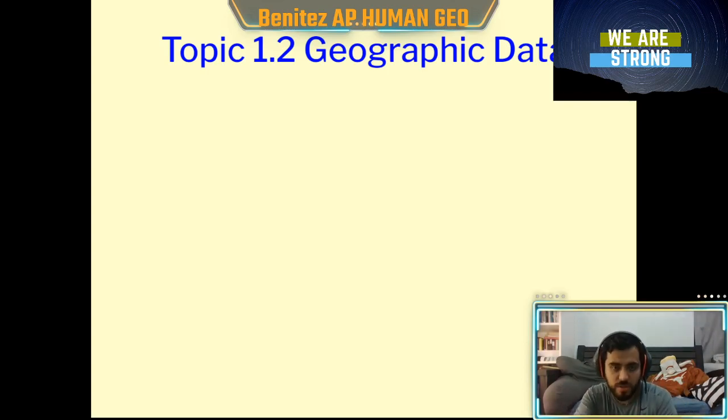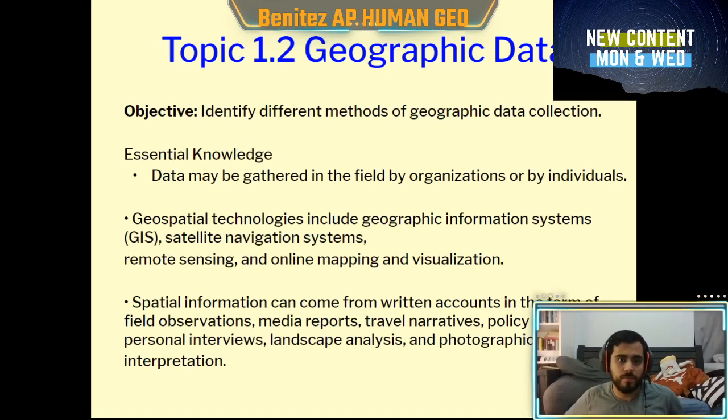So right now we're going to be focusing on topic 1.2. This is a review. Here's the objective for today. When we talk about human geography, we're talking about how geographers use different methods to collect information. What type of methods do they use? That's what we're going to be reviewing for today.